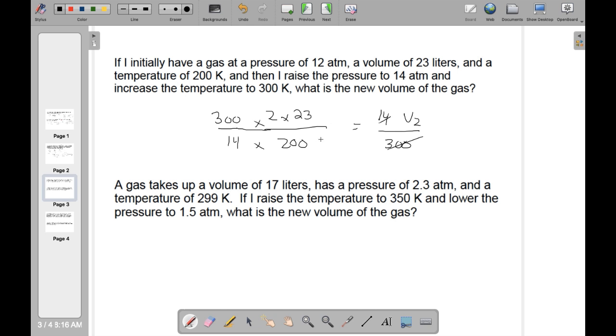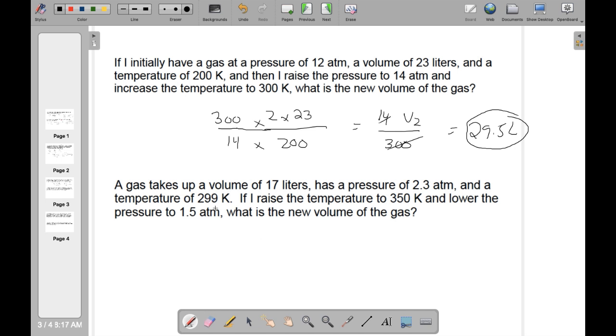Now, if I do this math, I should get 29.5 liters or something like that. Now, yet again, if I wanted to check it, I could take this answer and put it back in the equation and then see if it worked. I know this is the right answer, but just reminding you about that.